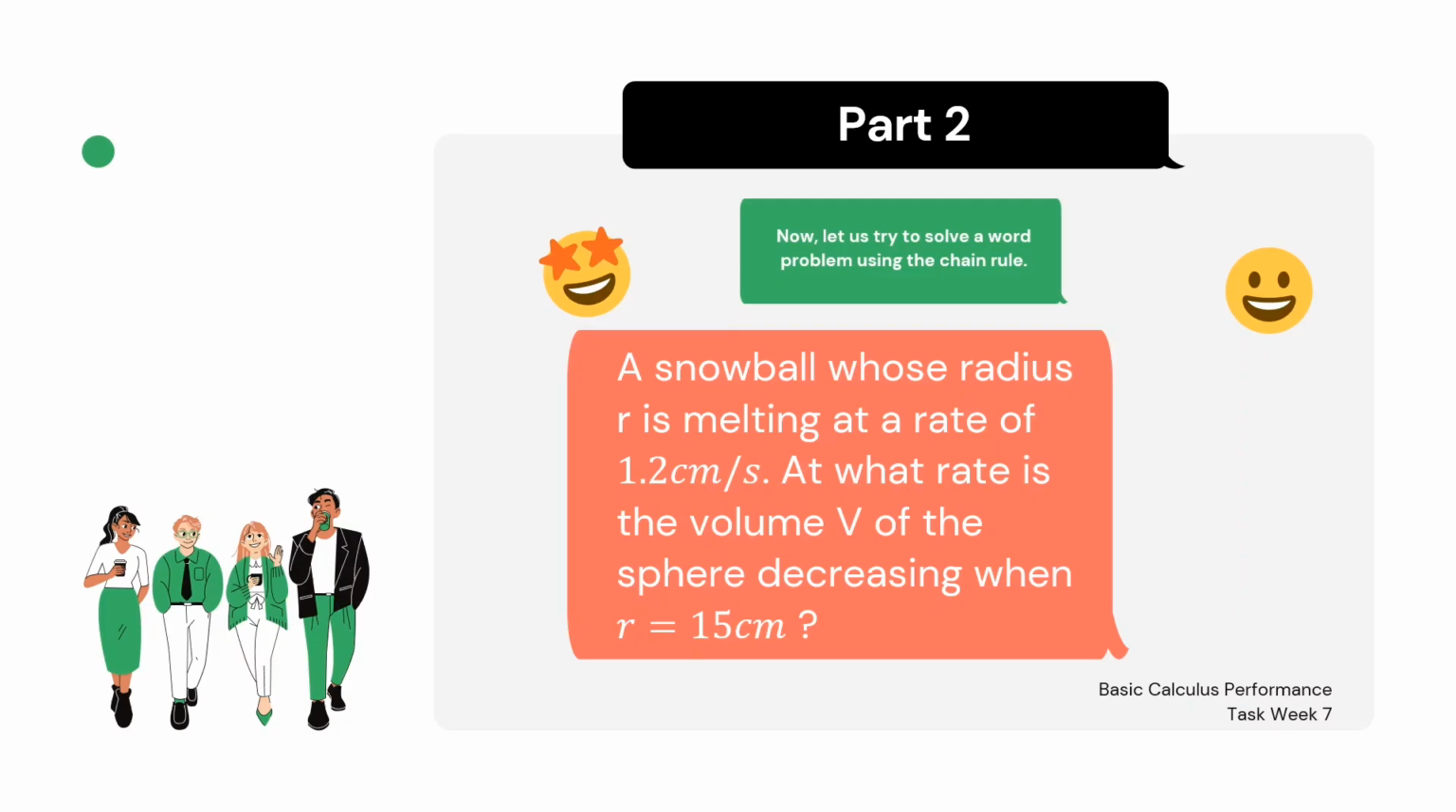So we have the part 2 of our presentation here. Now let us try to solve a word problem using the chain rule. A snowball whose radius r is melting at a rate of 1.2 centimeters per second, at what rate is the volume v of a sphere decreasing when r is equals to 15 centimeters?